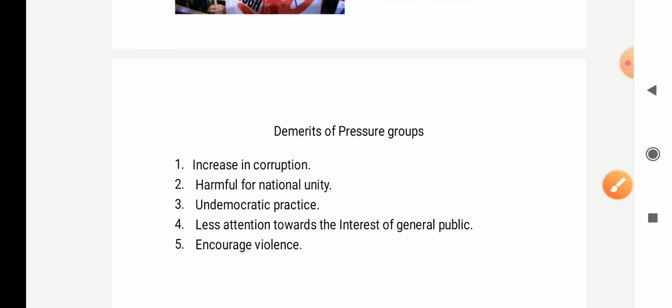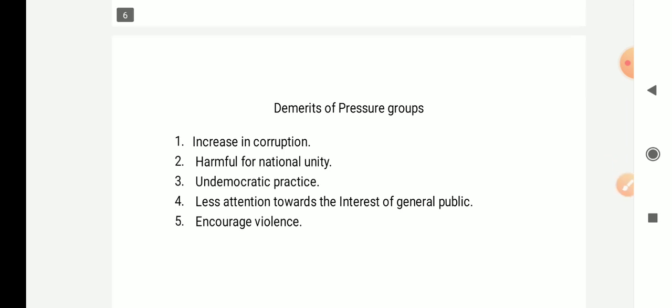Demerits of pressure groups. Increase in the corruption. These pressure groups bribe to get their interests realized. They help political parties financially also in contesting elections, and they also send precious gifts to the high officials and the ministers so that their work is done.